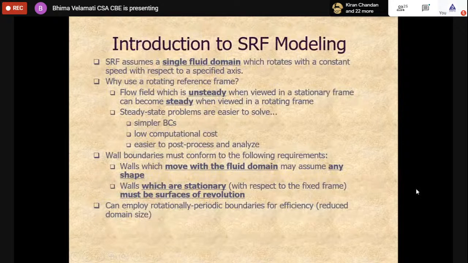Let us start with single reference frame. The whole concept of single reference frame is that you have only one fluid domain which rotates with a constant RPM, either rotation or translation, whichever it is, with respect to an axis. So what is the use of this? Why do you want to solve in a reference frame?